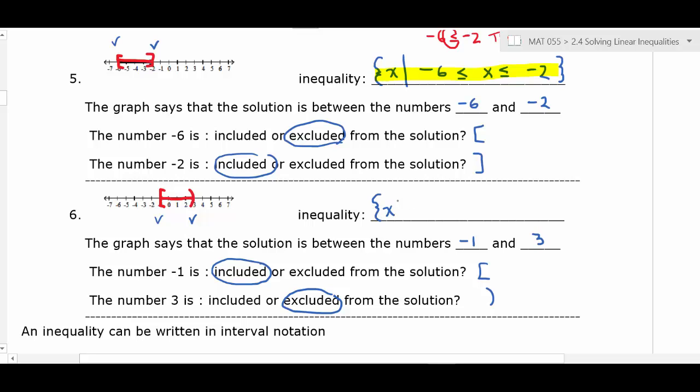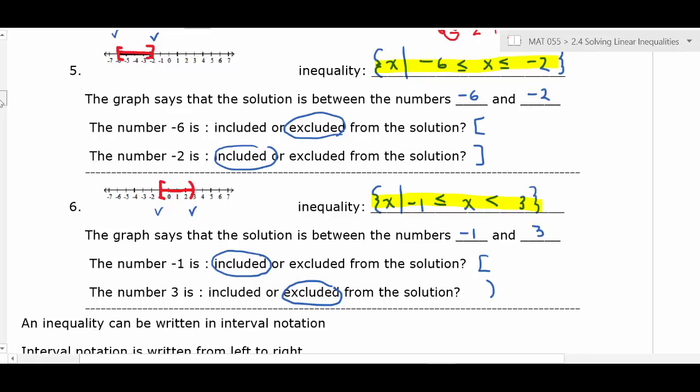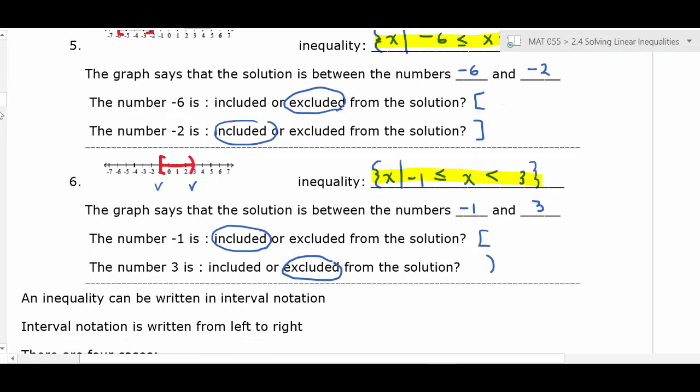And then you write this like this. You say set of x such that, start with the left boundary. You always do this from left to right. Then the right boundary, put x in the middle. You're including the -1, so use less than or equal to. You're excluding 3, so put less than. And that's the way you would write the solution on that. Okay, so that's a good summary to show you how graphs work out, so that's important.